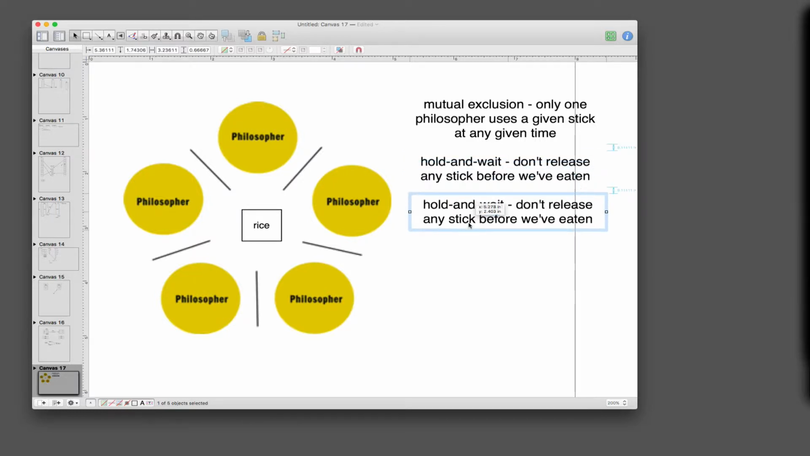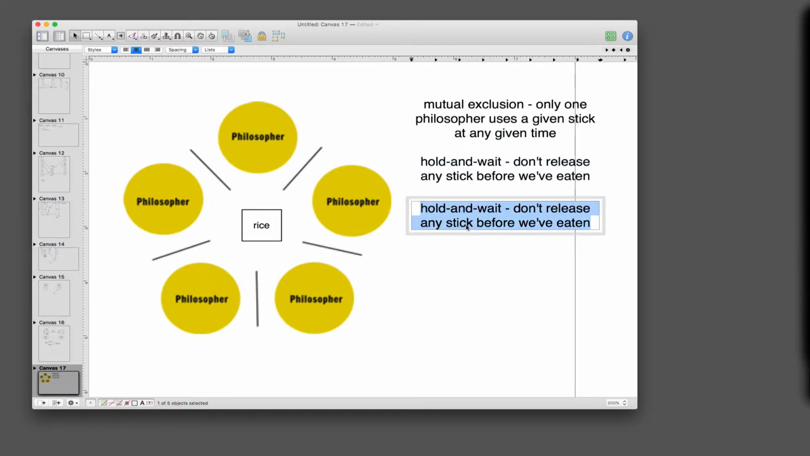However, there's no preemption. Meaning, I can't just take a stick from someone. Right? That would be a solution too. In fact, if just one of these philosophers is a little bit more aggressive than the others, then no one's going to die. He'll just take the initiative, grab a stick, eat, and now everyone's fine. But they're all kind of peaceful. So there's no preemption. If you're holding a lock, no one can take the lock away from you.